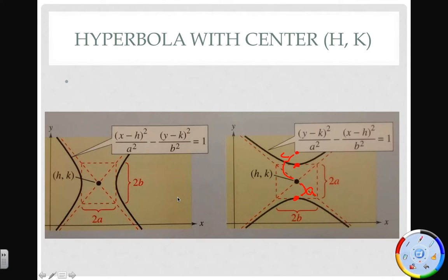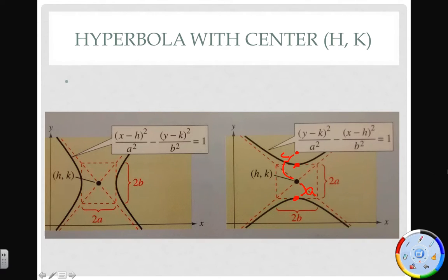Everything that I told you in the last lesson still applies. All right, so in this case, on the one on the right, because y comes first, it opens up and down. On the other one, because x comes first, it opens left and right. The distance from center to vertex is still a, and the distance from center to focus point is still c. It's just obviously now our center moves around.